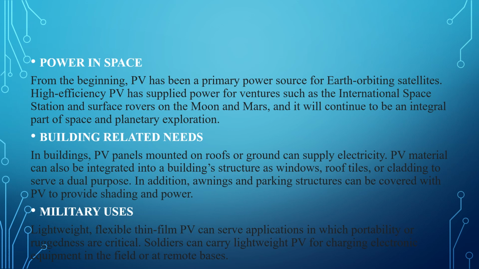Coming to the military uses part, lightweight, flexible, thin film photovoltaic can serve applications in which portability or ruggedness are critical. Soldiers can carry lightweight photovoltaic for charging electronic equipment in the field or a remote base. At last, covering the transportation part, photovoltaic can provide auxiliary power for vehicles such as cars and boats. Automobile sunroofs can include photovoltaic for onboard power needs or trickle charging batteries. Lightweight photovoltaic can also conform to the shape of airplane wings to help power high altitude aircraft.